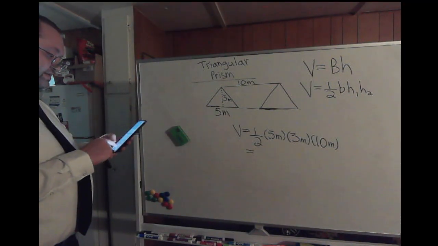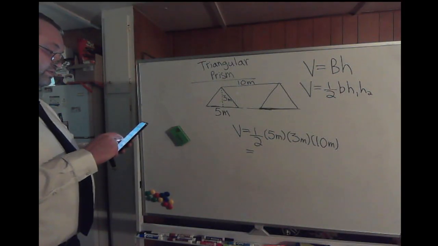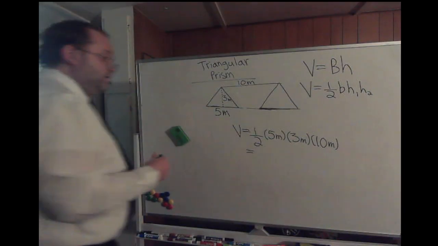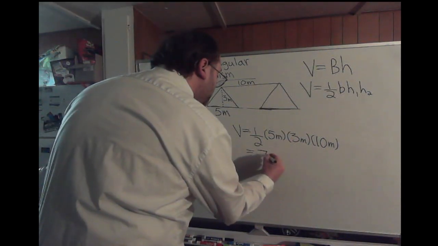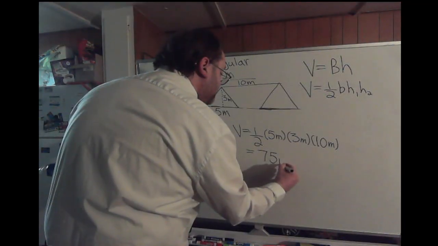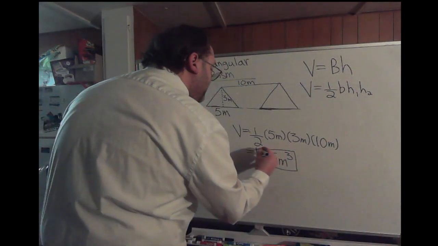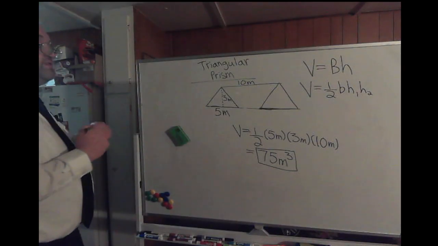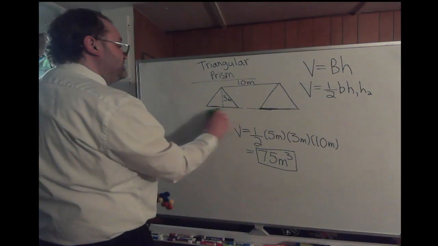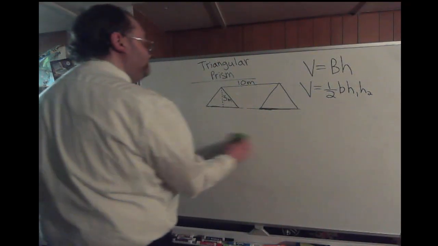So let's see, 0.5 is 1/2. 0.5 times 5 times 3 times 10. You get 75. Meters times meters times meters is cubic meters. So the volume of this triangular prism is 75 cubic meters. Now let's go ahead and do one more example with the triangular prism.